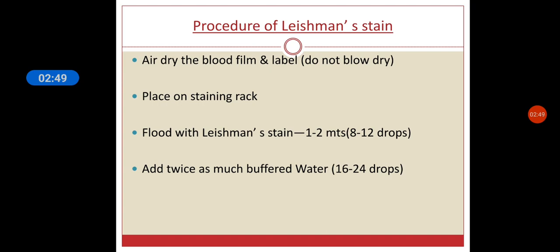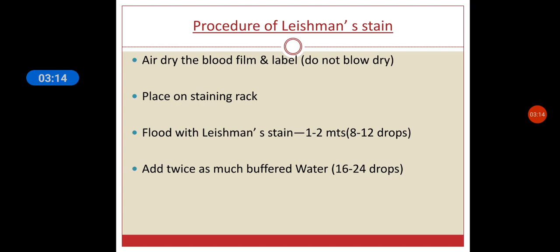First you have to keep that smeared slide on the staining rack. Then you add Leishman stain. You're flooding the slide with Leishman stain. Okay, that means on an average you're adding 8 to 12 drops. Okay, then you wait for 2 minutes, right? Then after 2 minutes you're adding buffered distilled water.